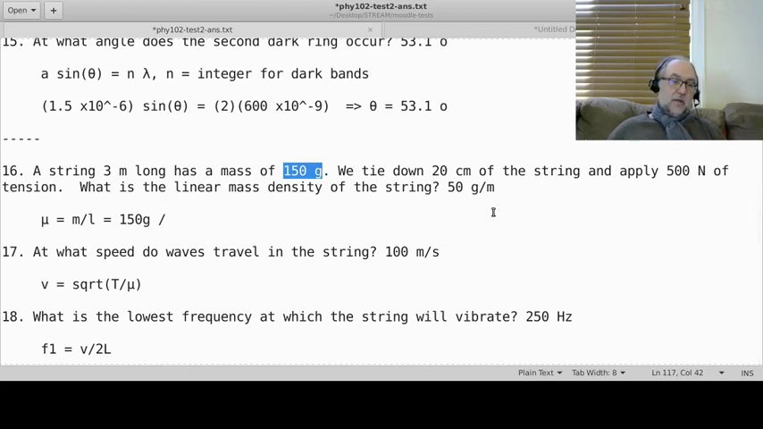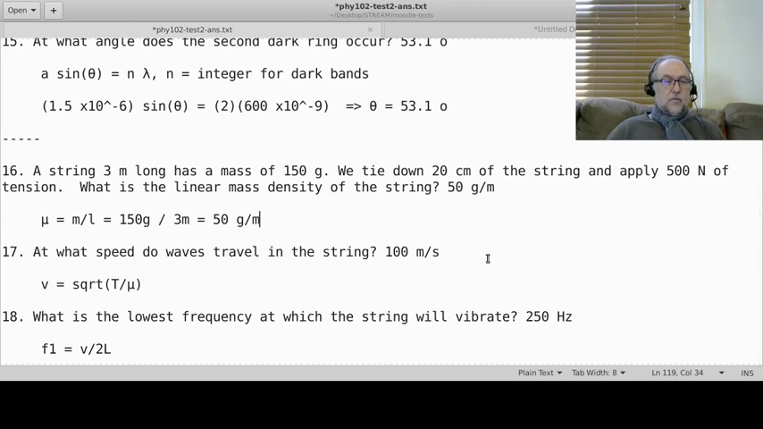Well, it's not the 20 centimeters. The whole 3 meters has mass of 150, okay? And so divide that by 3 meters, and you get an answer of 50 grams per meter, like that. Okay. Now, I didn't convert it yet to MKS, but for the next one, you will have to convert it to MKS. So I gave you a bunch of answers, and they were all in grams per meter.